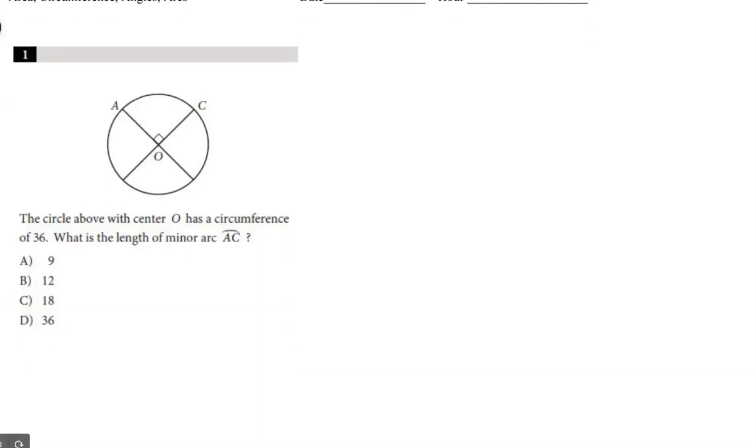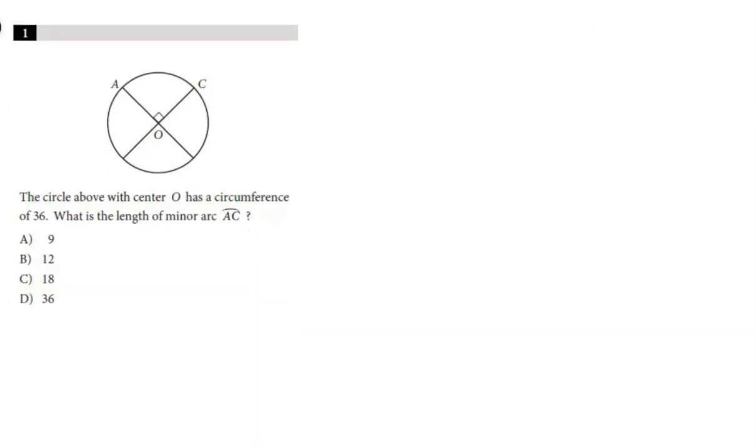Let's get after it. Number one, the circle above with center O has a circumference of 36. Remember, circumference is all the way around the circle. The distance around is 36. What is the length of the minor arc? That's the shortest way from A to C. So they just want to know how long this piece is.